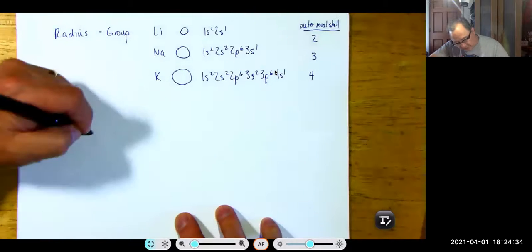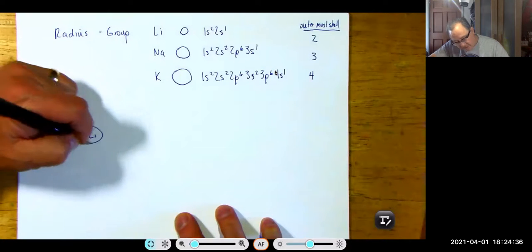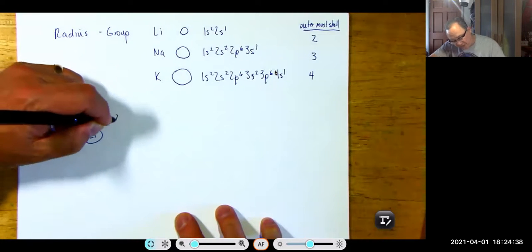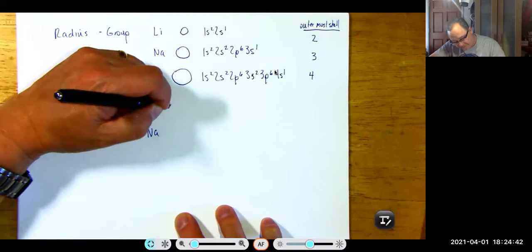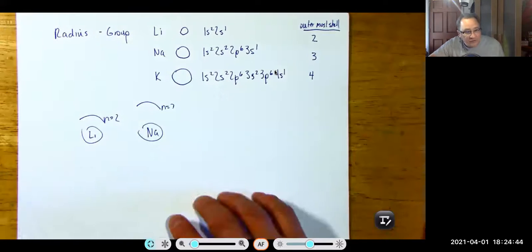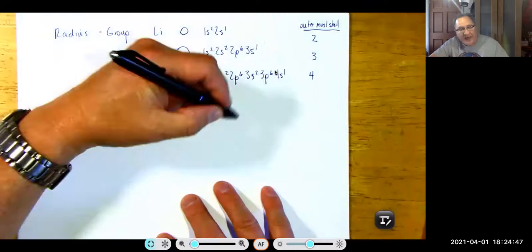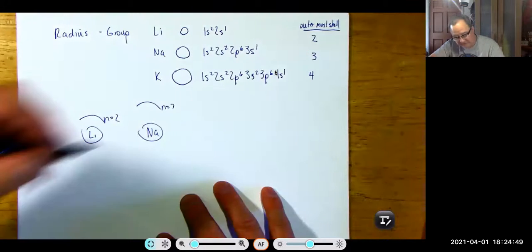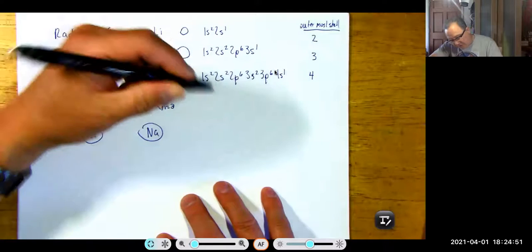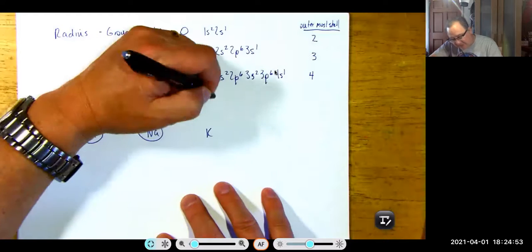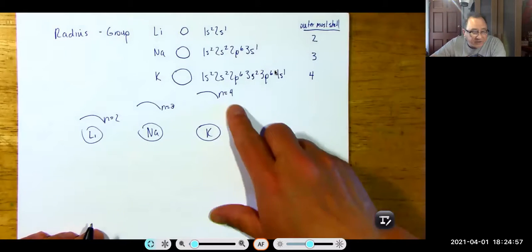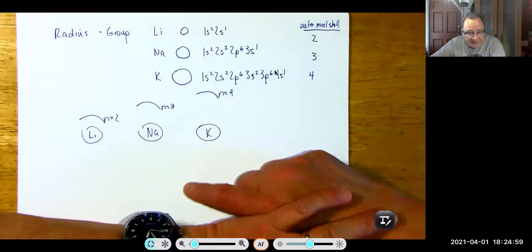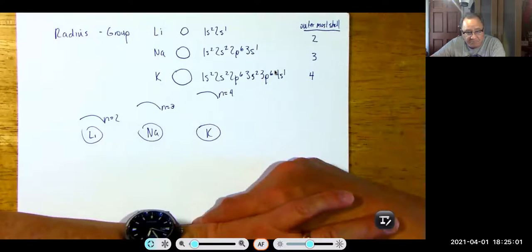So here's the deal with lithium. A 2 is going to be smaller than a sodium with a 3. So we don't really need to look at the nucleus at all. We're just looking at the shell. So potassium, it's an N = 4. The larger the number of the shell, the larger the atom is going to be. Any questions there?